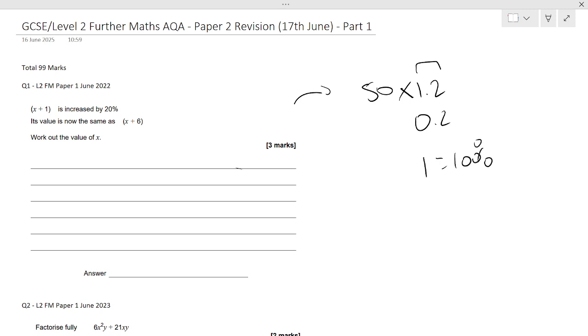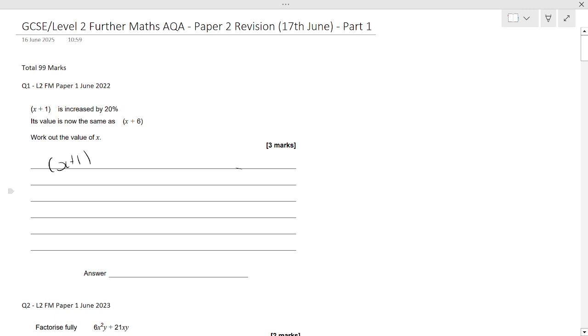Remember, percent is just times by 100. So therefore, 0.2 represents 20%. If we're adding 20% on, so increasing it, it's going to be 1.2, and that's your multiplier. So 50 times 1.2, for example, would be 60, I believe, and 60 would represent a 20% increase. We're going to apply that same concept here because x plus 1 is just a number. So x plus 1, and then we're raising it by 20%, so times 1.2. It's now going to give us this number, x plus 6.